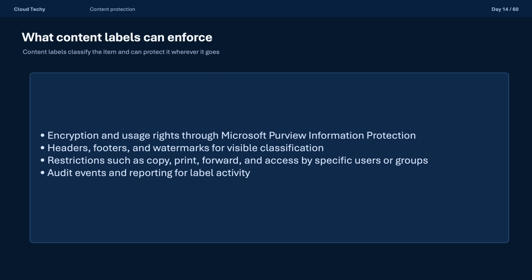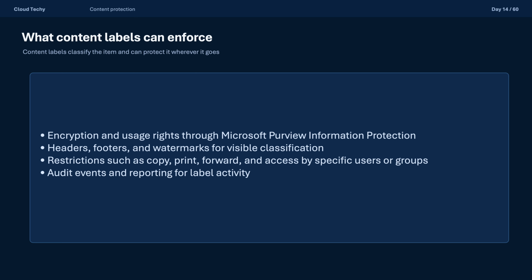A content label is the control you use when the data object itself needs classification or protection. Depending on the configuration, the label can apply encryption, define who can open the file, restrict actions such as copying, printing, or forwarding, and add visible markings such as headers, footers, and watermarks. This is where the label moves beyond a visual tag and becomes an enforcement point.